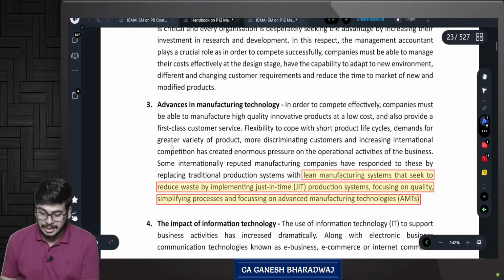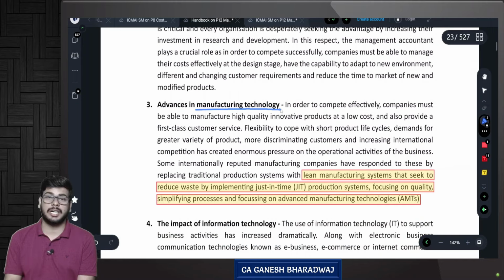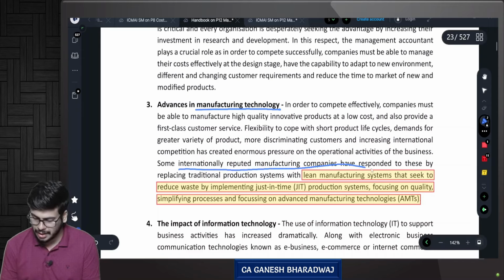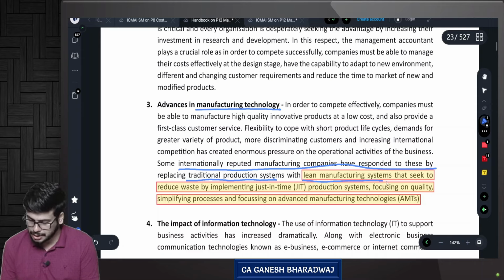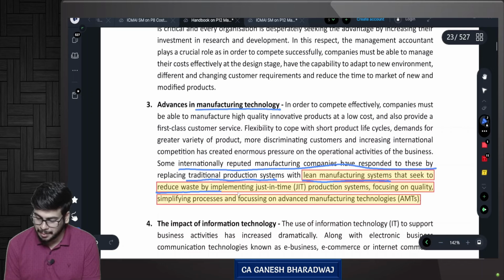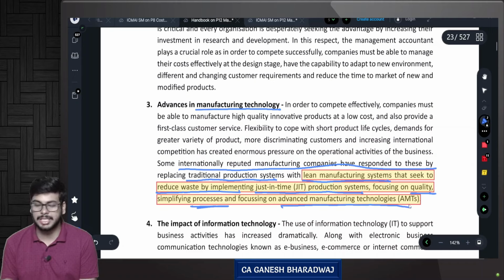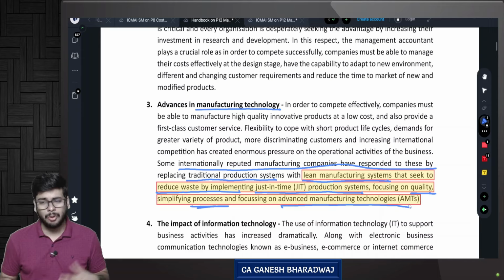Then, advances in manufacturing technology. You should be aware of the latest advances in manufacturing technologies. Some internationally reputed manufacturing companies have responded to these by replacing the traditional production systems with lean manufacturing systems that seek to reduce waste by implementing just-in-time production systems, focusing on quality, simplifying the processes, and focusing on advanced manufacturing technologies, AMTs. This was also another fill-in-the-blank question that was asked. I will explain. Now what happened?